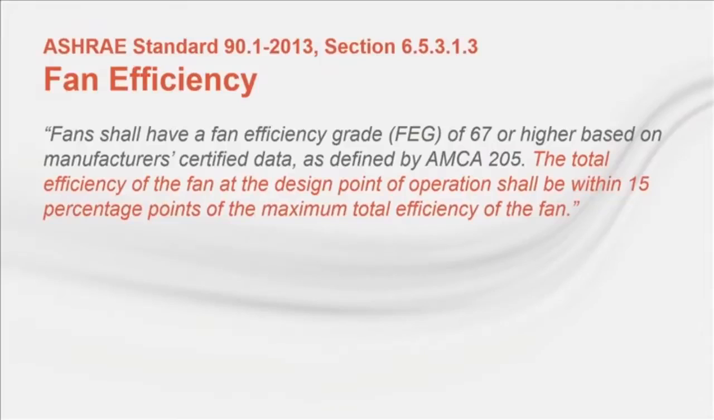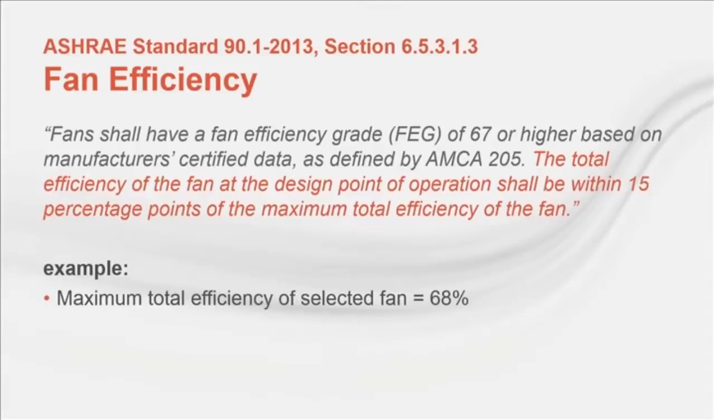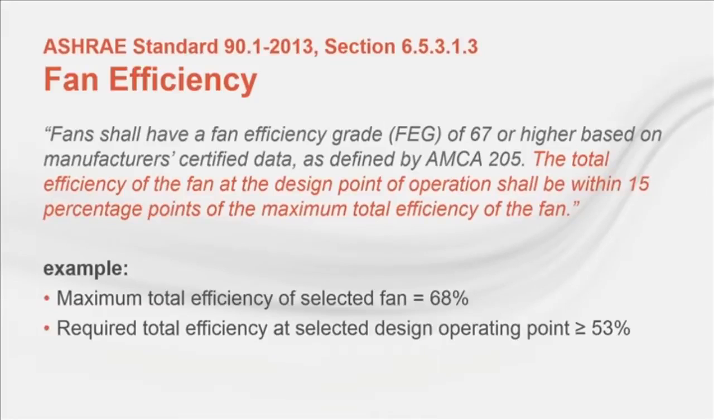But FEG is an indicator of peak fan efficiency, not actual operating efficiency. So the second part of this new requirement is to select the fan such that at its design operating condition, its total efficiency is within 15 percentage points of its maximum efficiency. Using the previous example, if a fan's maximum total efficiency is 68%, it would meet this requirement as long as its total efficiency is 53% or higher at the selected design operating point.